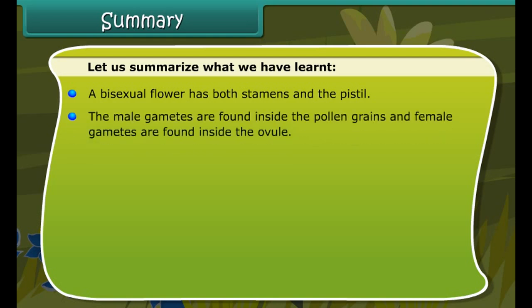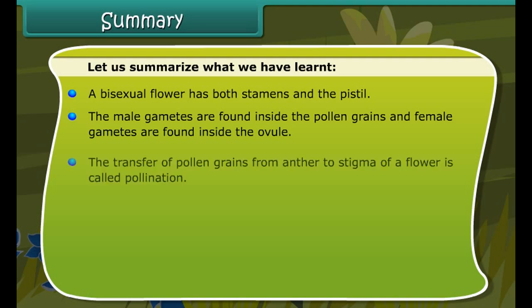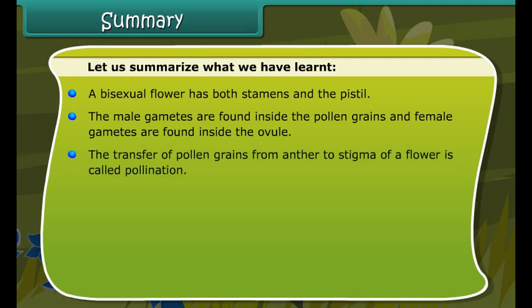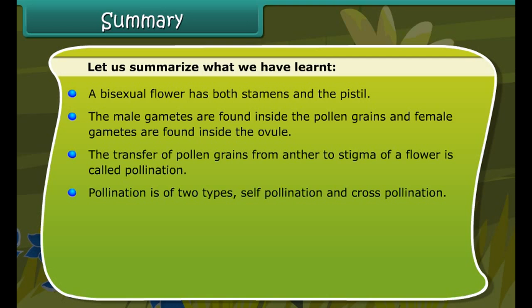The male gametes are found inside the pollen grains and the female gametes are found inside the ovule. The transfer of pollen grains from anther to stigma of a flower is called pollination. Pollination is of two types, self-pollination and cross-pollination.